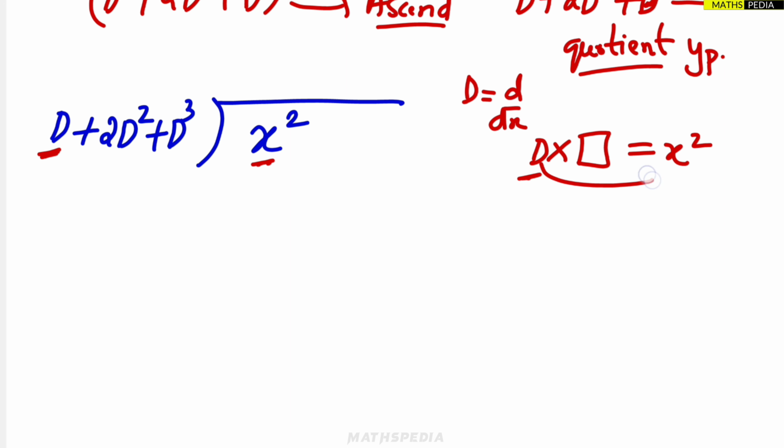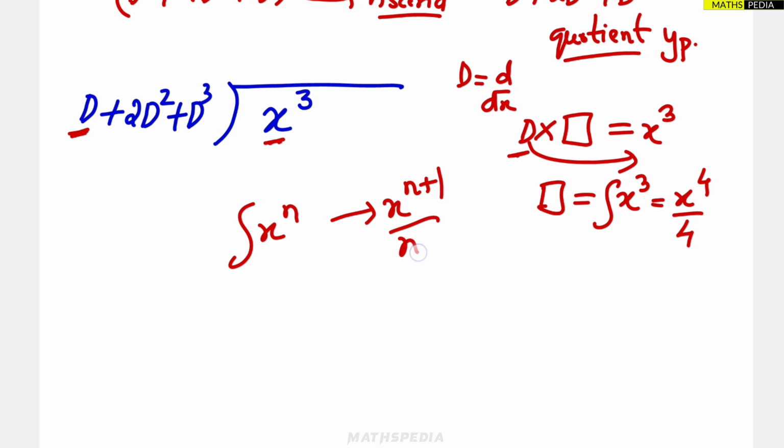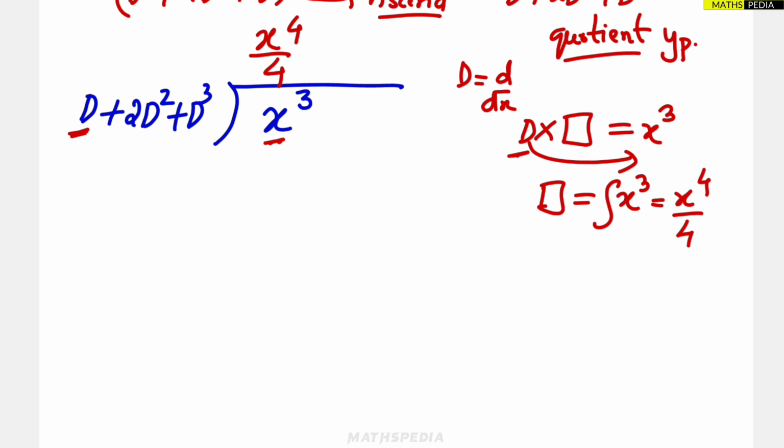Now this d, if you send it there, what will happen? It will be integration. So it will be x cube. Integration of x cube will be x power 4 by 4. You have studied that integration of x power n, I hope you have studied, is equal to x power n plus 1 by n plus 1, where n is here 3. So 3 plus 1 by 3 plus 1. That is why we got x power 4 by 4. Now where do you have to write that? Here you have to write x power 4 by 4. So when you multiply with that thing, you will be getting x power 3 only.